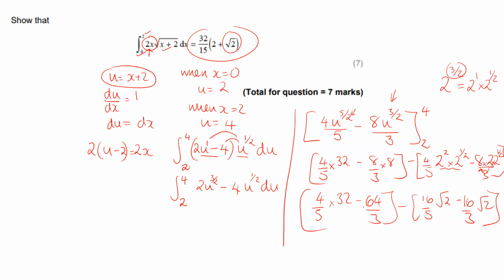So if you go on your calculators, can anyone tell me what this first bracket comes out to be? 4/5 times 32 minus 64/3. 64/15. Yeah, good.